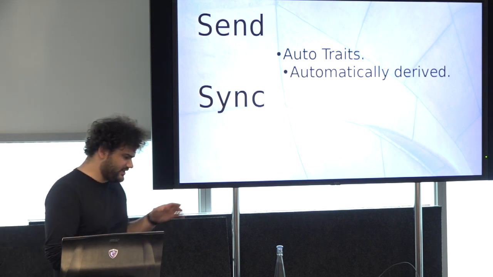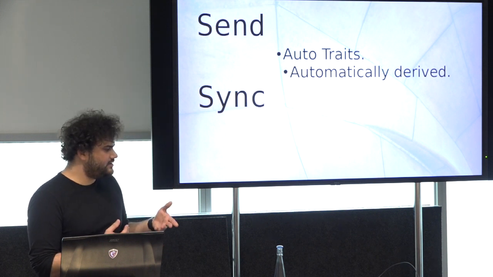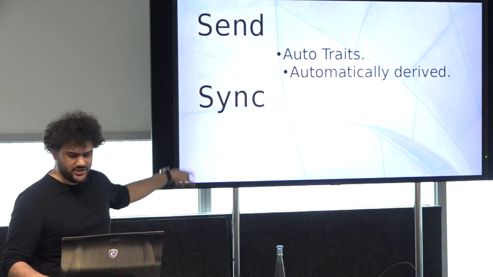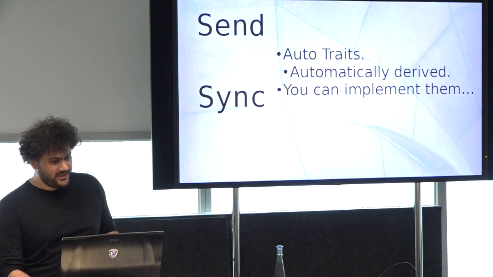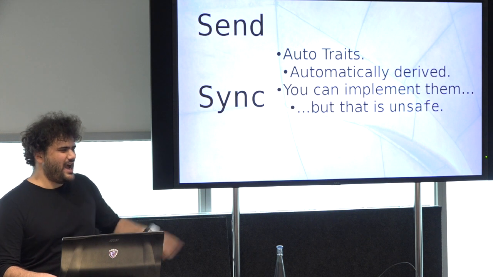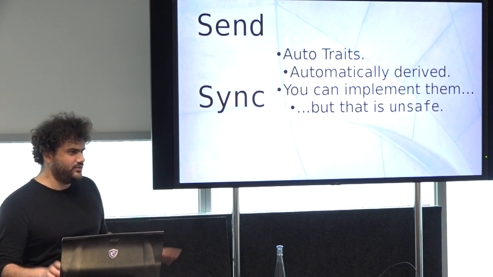These are basically automatic traits. That means that if you have a type that you defined where all the elements are Send, then the whole thing will be Send as well. Same thing applies to Sync. You can implement them by hand, but that's unsafe. Basically, you are saying, I know that this looks like it might have data races, but I know what I'm doing.